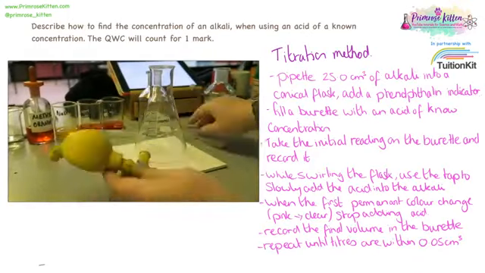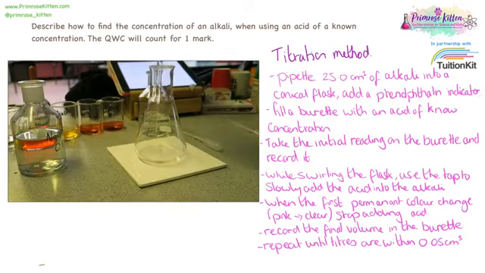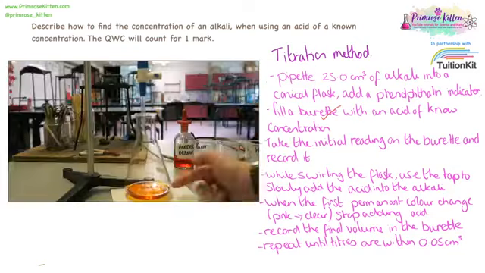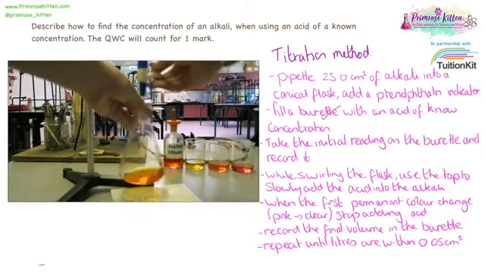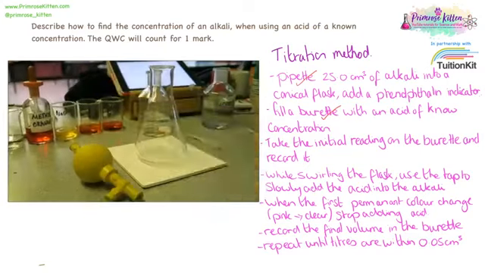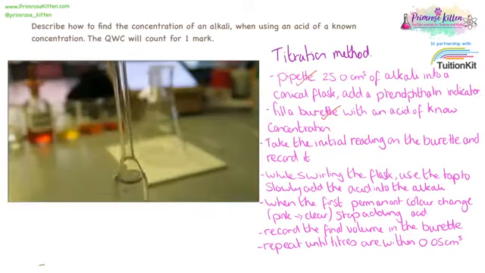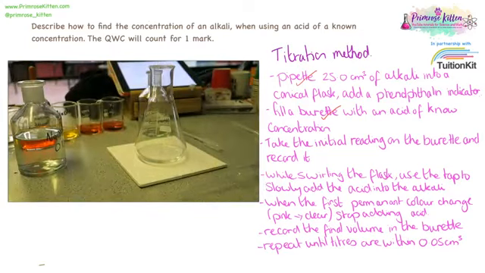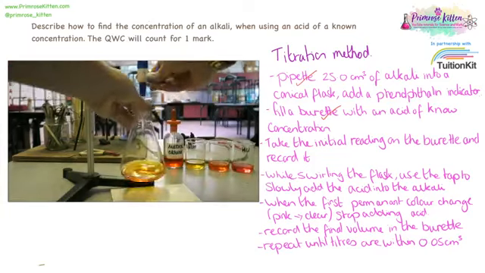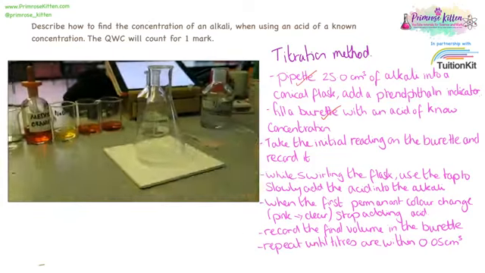Titration methods are very particular. You need to make sure that you're spelling things correctly. So here you're going to get a mark for spelling burette correctly, and then another mark for spelling pipette correctly. It's one of the few places in chemistry where your spelling actually counts. So you need to pipette 25 centimetres cubed of alkali into a conical flask, add phenolphthalein. It doesn't really matter whether you add acid or alkali to the conical flask, just as long as you remember to add the other one into the burette.